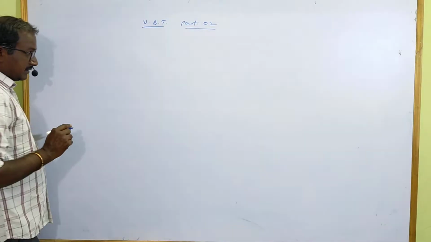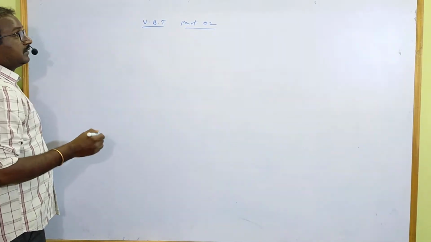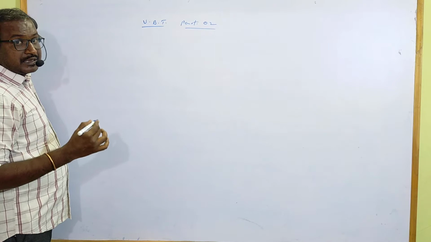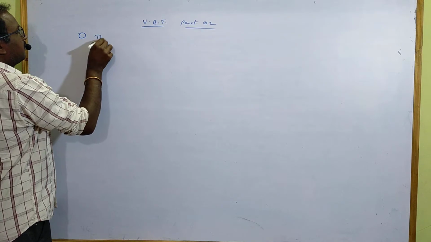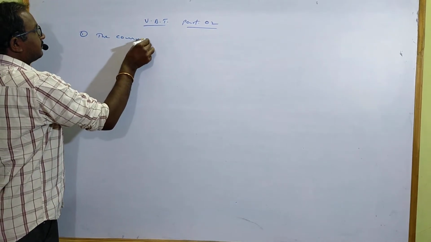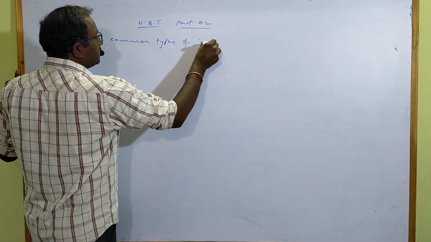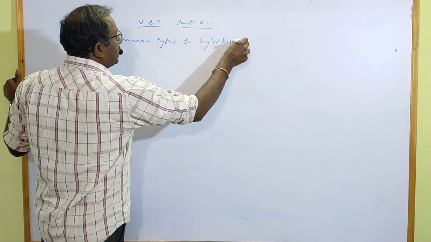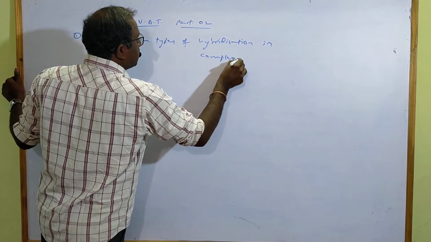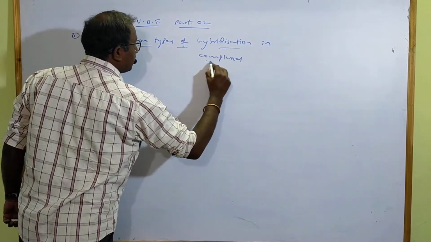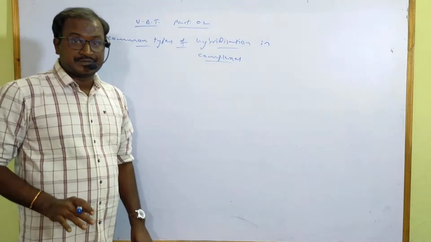Before that, let me see the common types of hybridizations in valence bond theory. According to valence bond theory, what are the most common types of hybridizations for coordination compounds? I am starting the common types of hybridizations possible for coordination compounds. Complexes we can write in shortcut. These are the common types of hybridizations possible for complexes. This is according to valence bond theory.